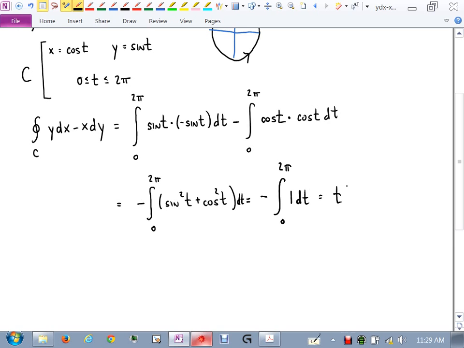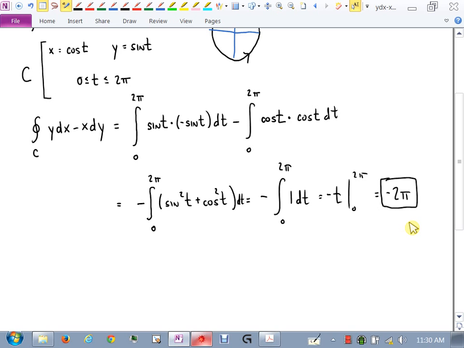That's t evaluated from 0 to 2 pi, negative t. So negative 2 pi. Everyone got that? Negative came out. Antiderivative of 1 is t. Here's my negative in front. Plug in 2 pi, plug in 0, you get negative 2 pi. Was that terribly bad? That's pretty clean, right? Not too much going on there.